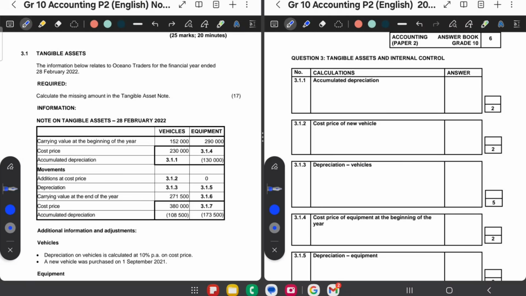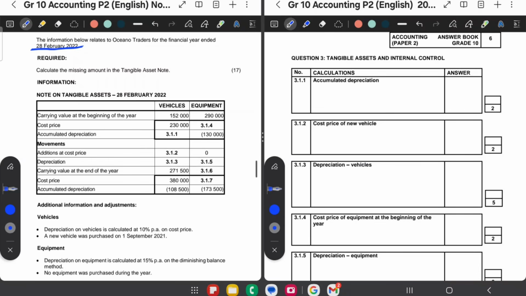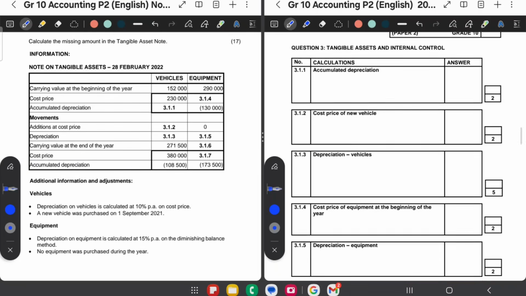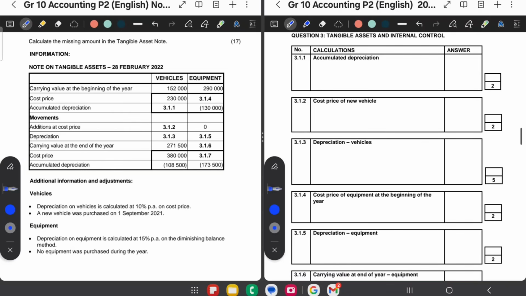The information below relates to Oceano Traders for the financial year ending 28 Feb 2022. And the question says calculate the missing amounts in the tangible asset note. Okay, so here's the note. They give us additional information, and here's our answer book. We can start. The first missing amount is 3.1.1.